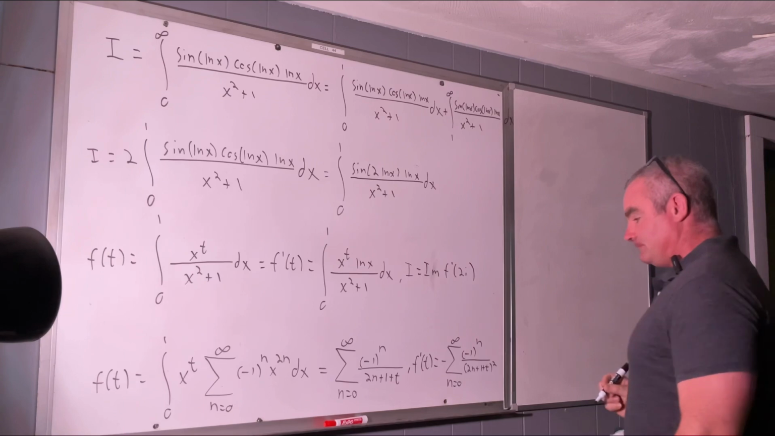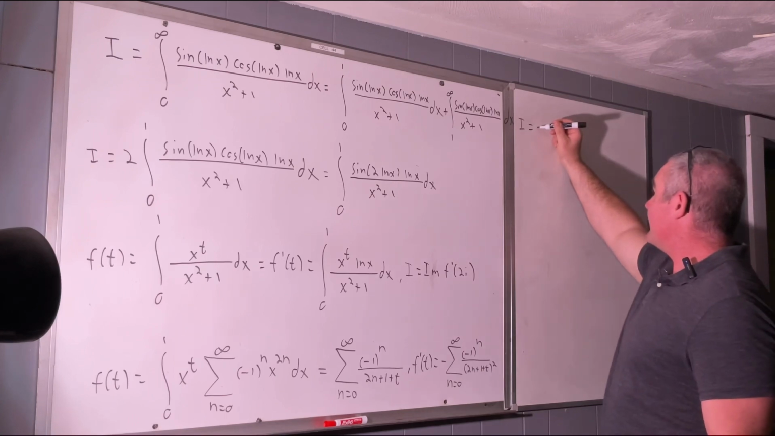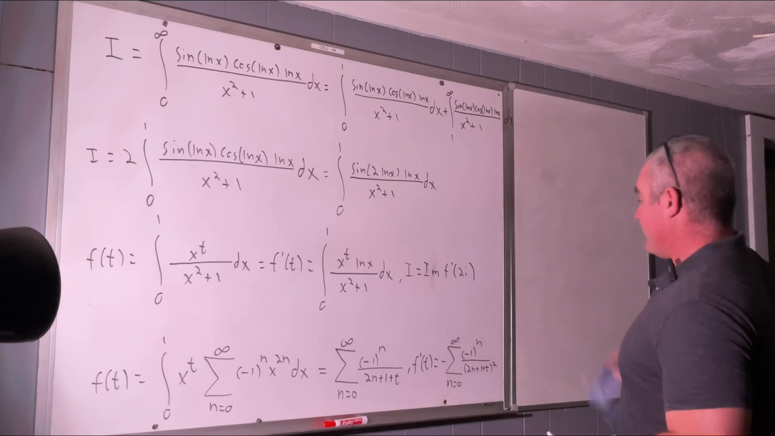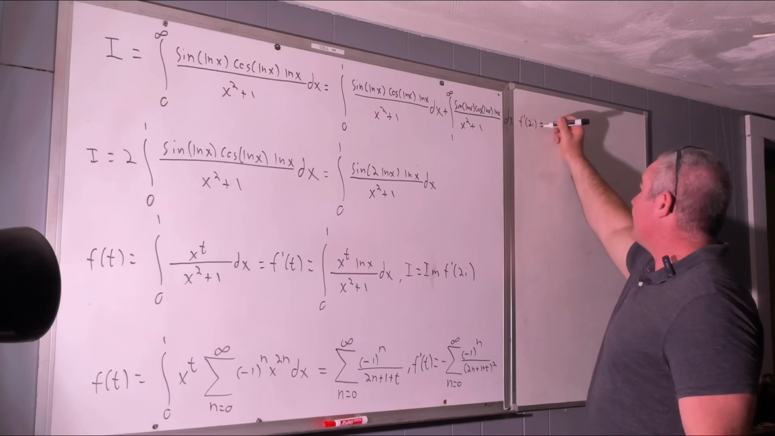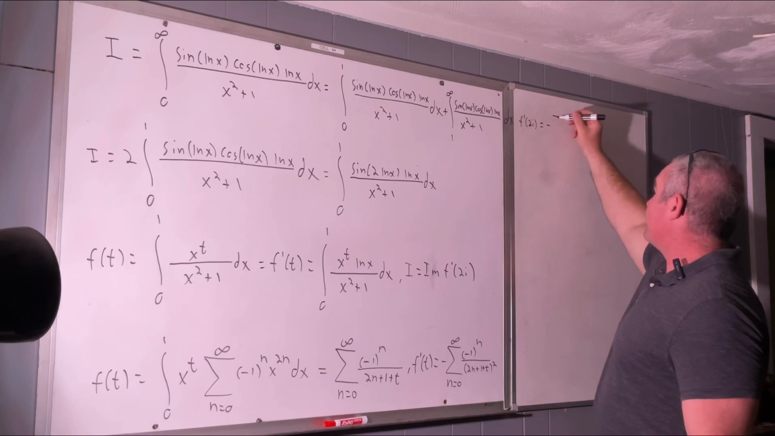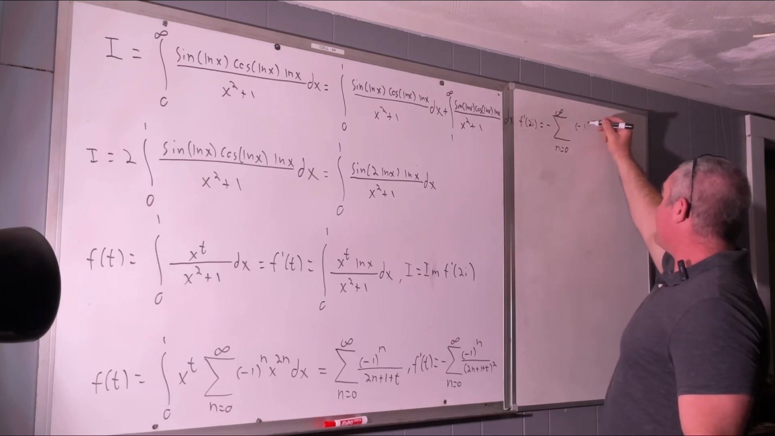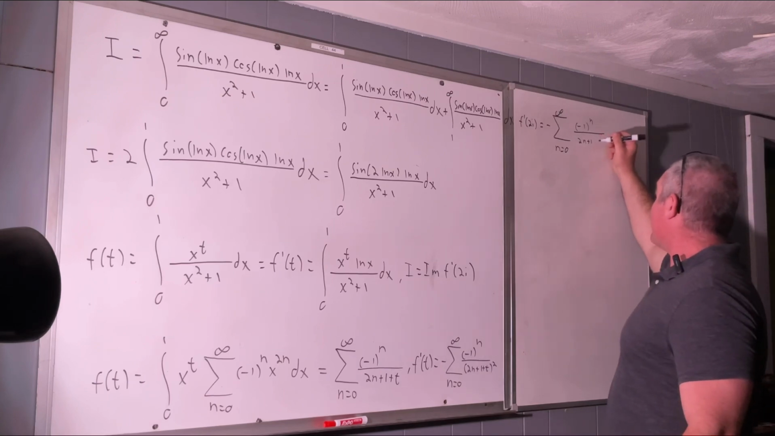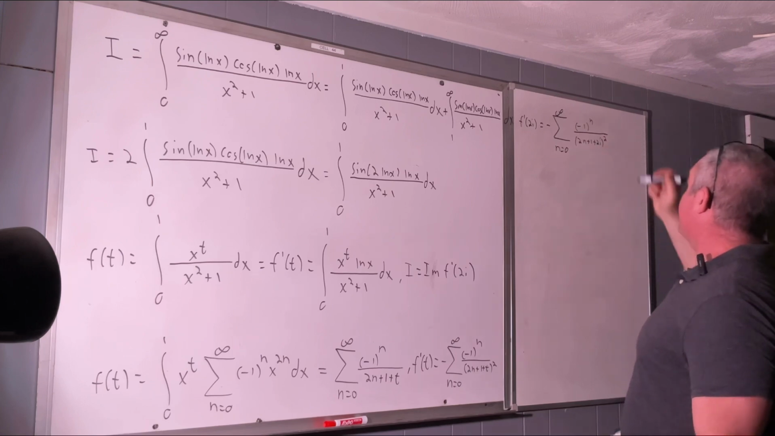Okay. So that means that I is going to be equal to negative, I'm sorry, let's see. Let's not find I right now. Let's find what f prime evaluated at 2i is. F prime at 2i is going to be equal to negative sum, as n goes from 0 to infinity, of negative 1 to the n over 2n plus 1 plus 2i, all squared.